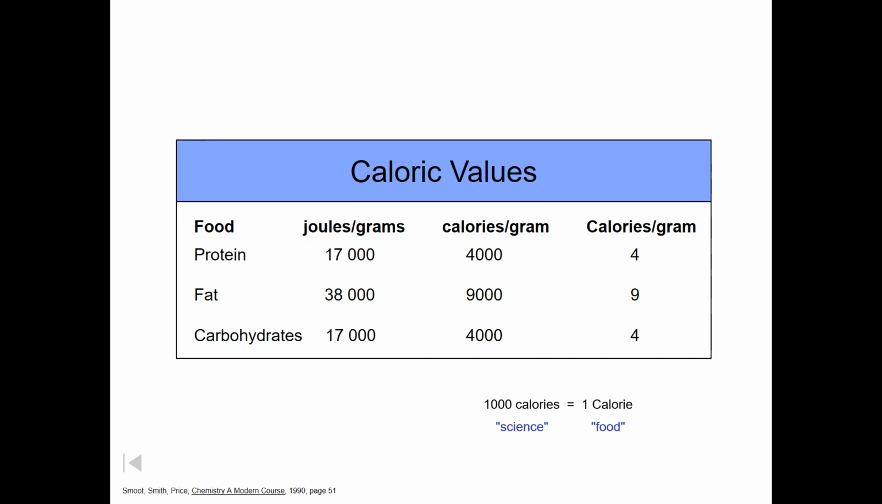We won't really be using calories in this class. If we do use calories, just bless you. We'll be using joules. 1 calorie, 1 scientific calorie, is equal to 4.184 joules. That's the conversion factor.